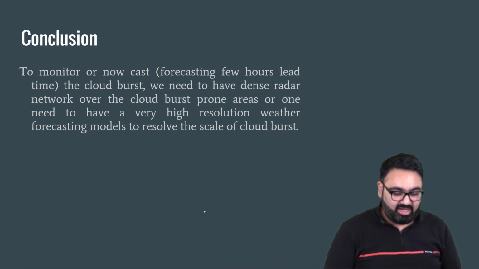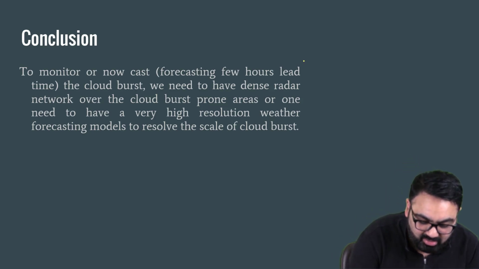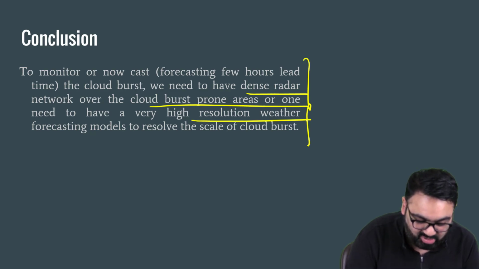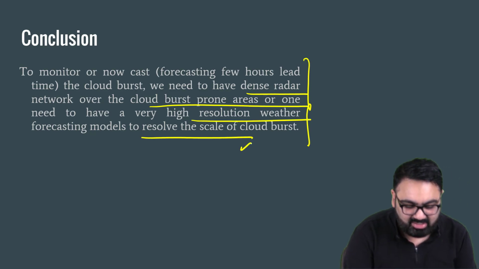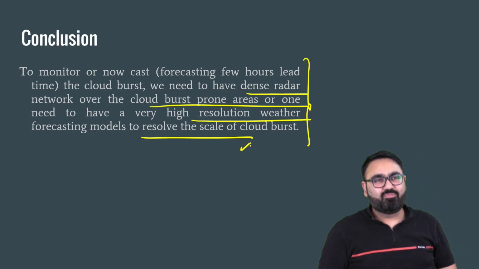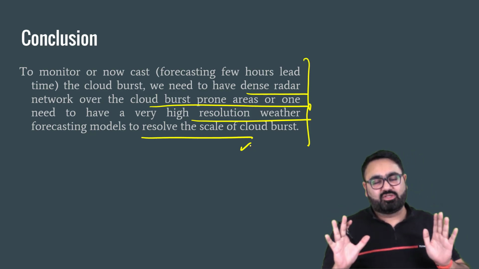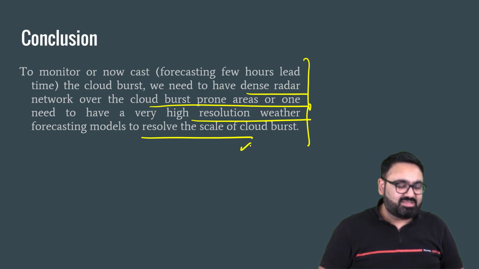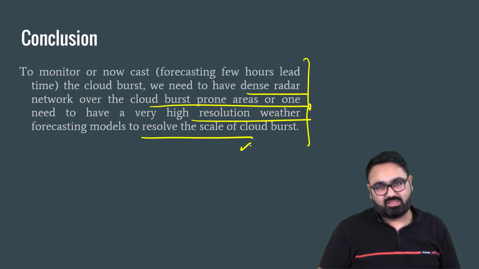And this, we'll write the conclusion. To monitor the cloudburst, we need to have a dense radar network, and cloudburst-prone areas need to have higher resolution weather forecasting models. This can be the conclusion. Again, you are not asked your opinion, so don't try and forcefully insert your opinion here. It's a simple, straightforward, factual question. That is how we can answer this.